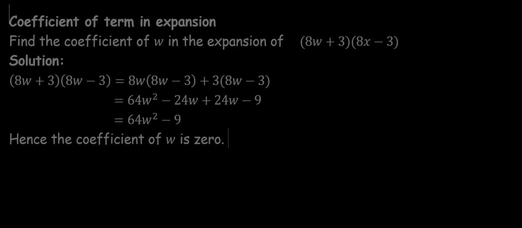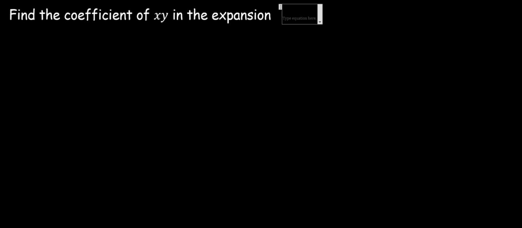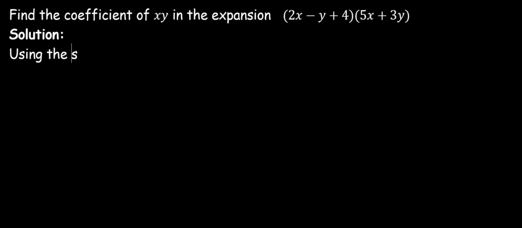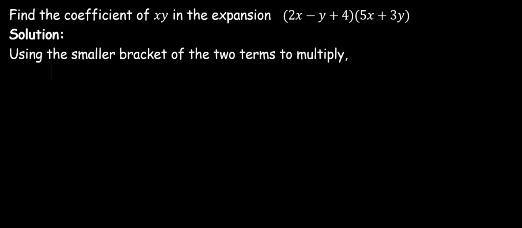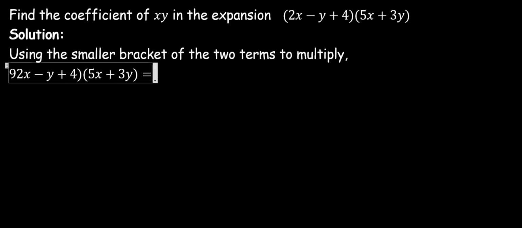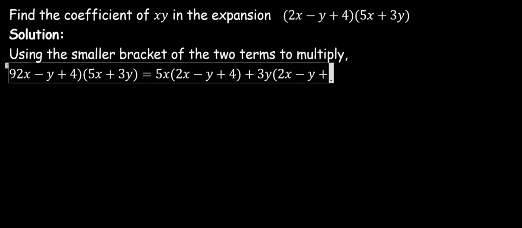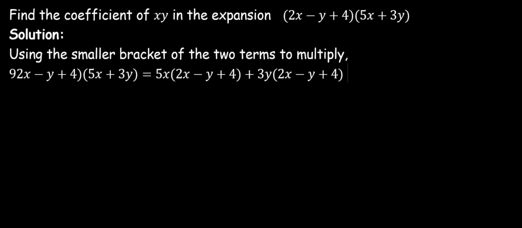Another example. Find the coefficient of xy in the expansion of (2x minus y plus 4) into (5x plus 3y). Solution: using the smaller bracket of two terms to multiply, we will have (2x minus y plus 4) into (5x plus 3y) will be equals to 5x into (2x minus y plus 4) plus 3y into (2x minus y plus 4).